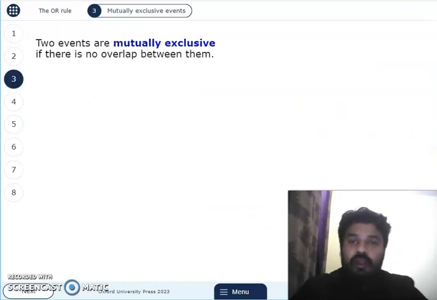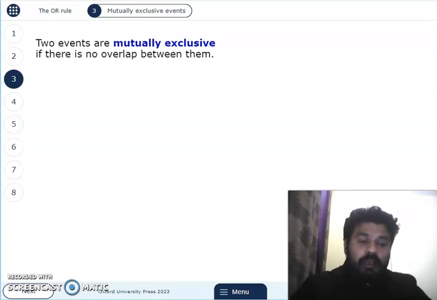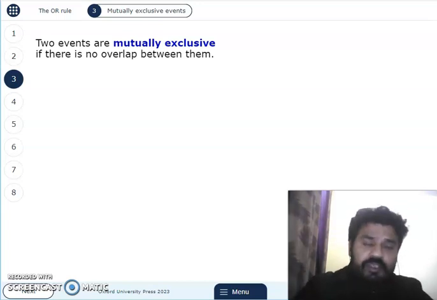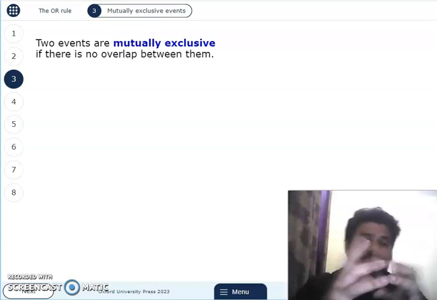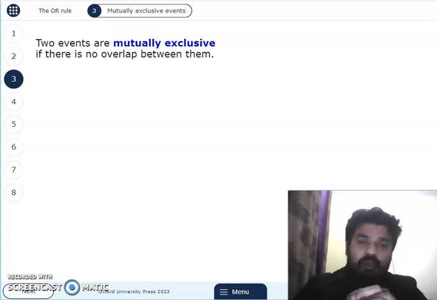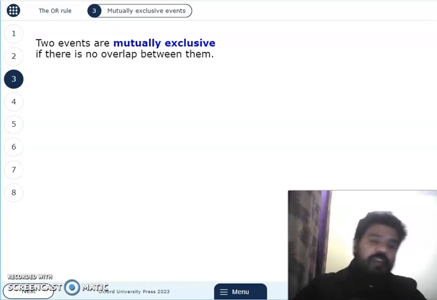Now, mutually exclusive events. The definition is not a very difficult definition. It's a very easy one. If there is no overlap between them, like if two events are given and they're not overlapping each other, then they're called mutually exclusive events. Let's take an example.